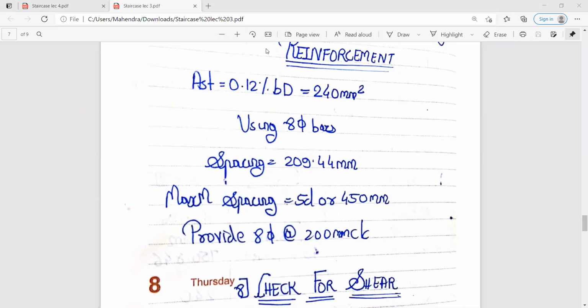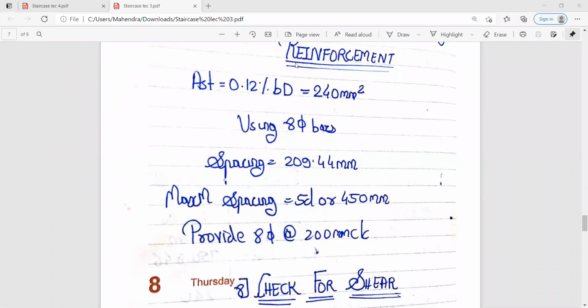So here minimum spacing you have to consider, that is 200. हमें कितना मिला है 209.44. So after rounding off you will get it as 200. So you have to provide 8 millimeter diameter bar at the rate of 200 millimeter center to center. That will be your secondary reinforcement.